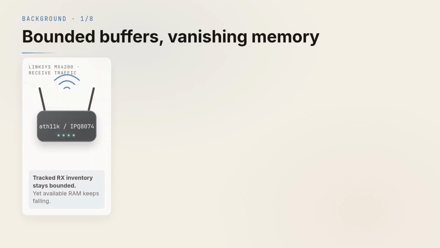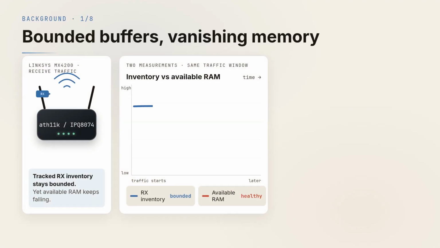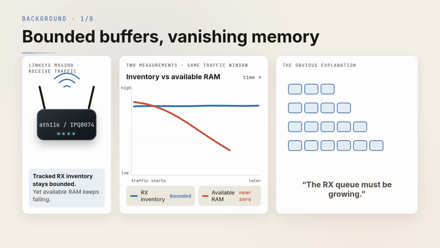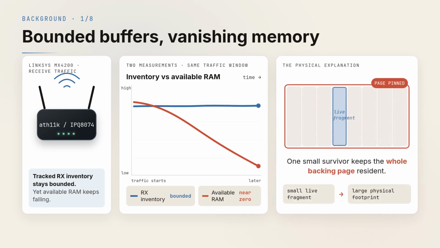A router can run out of memory even when every receive buffer is eventually freed. On this MX4200, Wi-Fi traffic drove memory towards zero, while ath11k's receive inventory stayed bounded. The problem was not a growing queue, but small buffers pinning much larger physical pages.